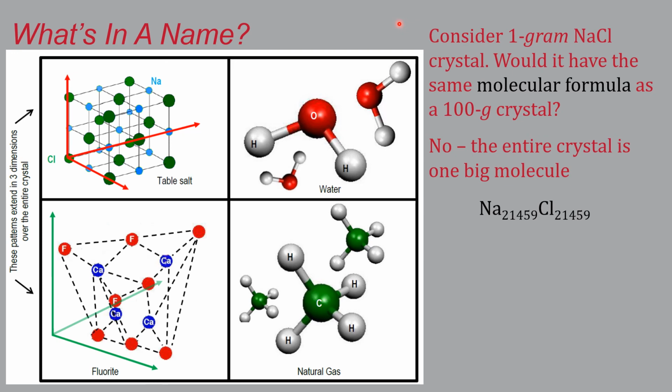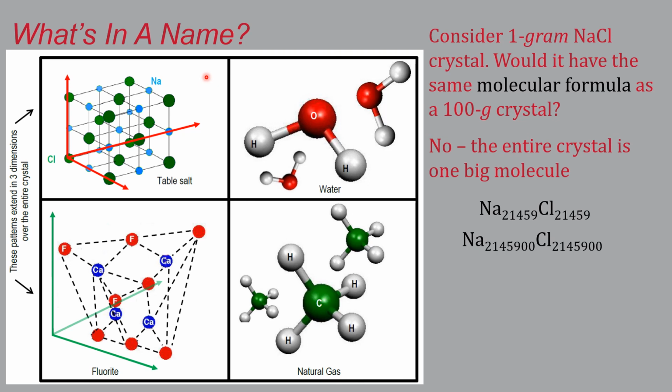But that would imply that the 100 gram one would have 100 times the number of ions. So it might have a formula of sodium 2,145,900, chlorine 2,145,900. Now this is an issue in that having different molecular formulas for every single different grain of salt in the world is kind of annoying. So we don't do that for these types of compounds. It still works for compounds like water and natural gas, but it becomes unwieldy and very inefficient for ionic compounds.